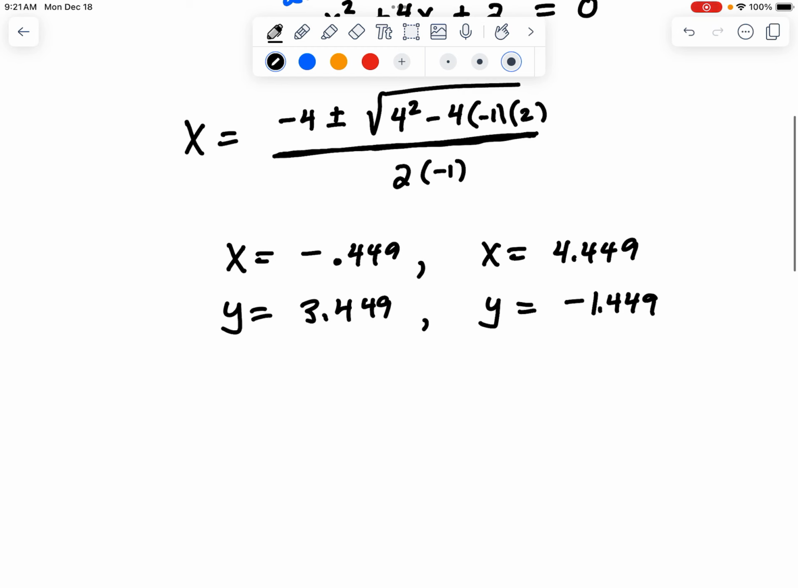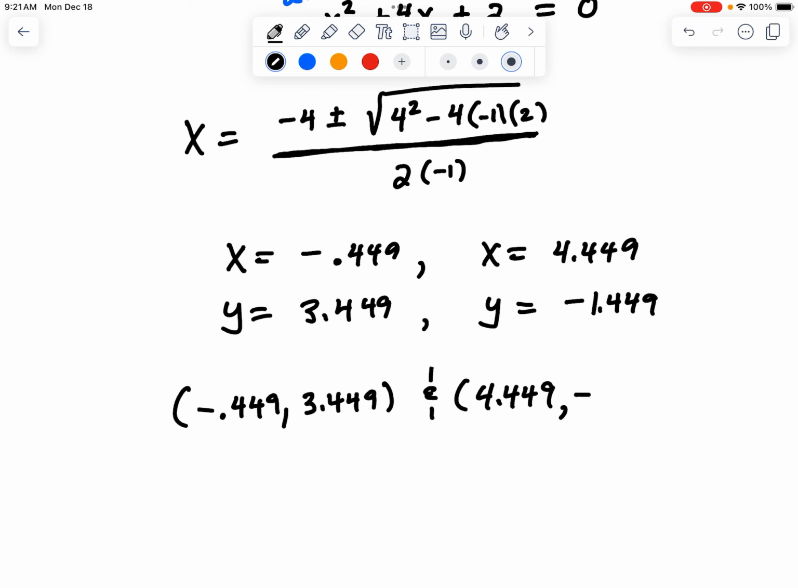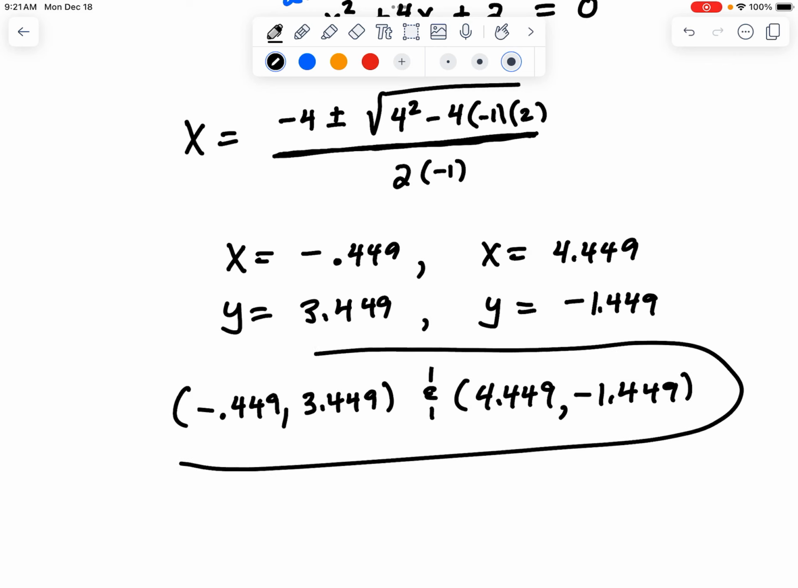And then finally, you could also write the answers as an ordered pair. So the first one is negative 0.449, comma, 3.449. And the other intersection point, 4.449, and then the y value, negative 1.449. And there it is.